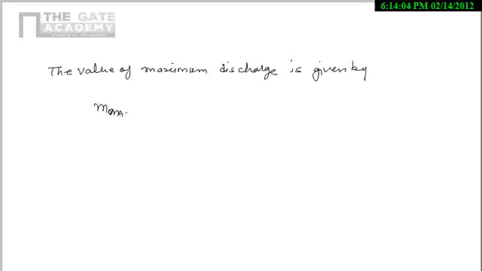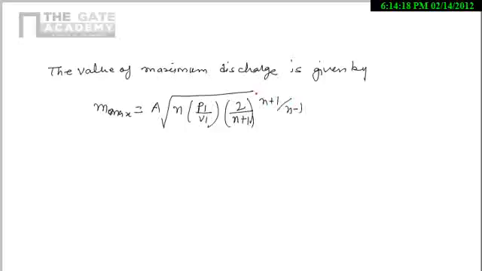Now I will write the value of maximum discharge. The maximum discharge is given by m max equals A times the square root of n times P1 by v1 times (2 upon n plus 1) to the power (n plus 1) divided by (n minus 1). So in this way we can easily calculate the maximum discharge.